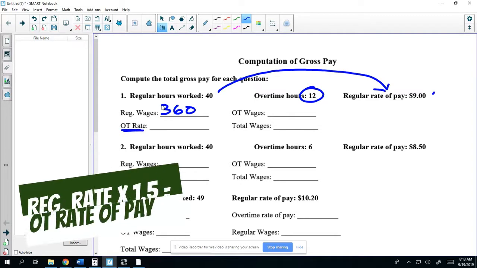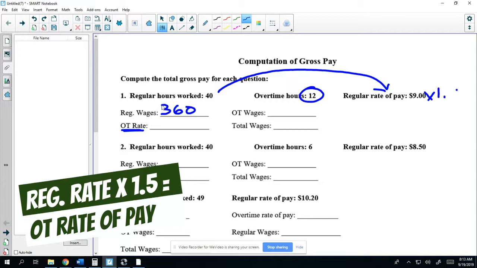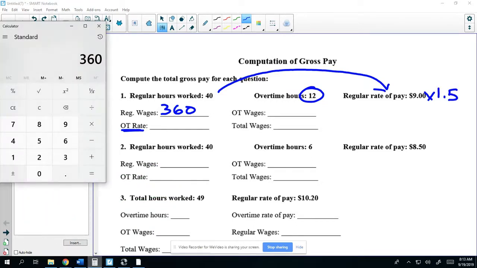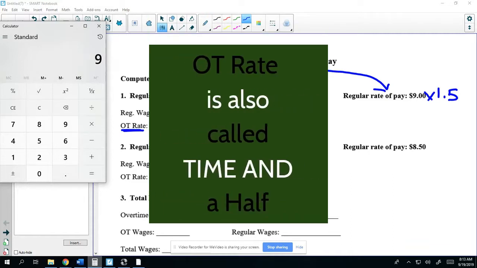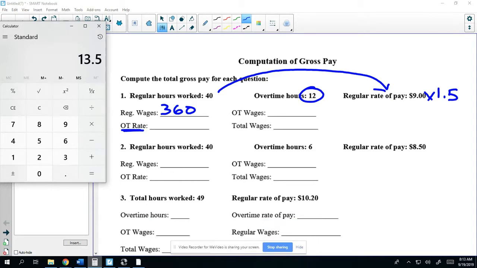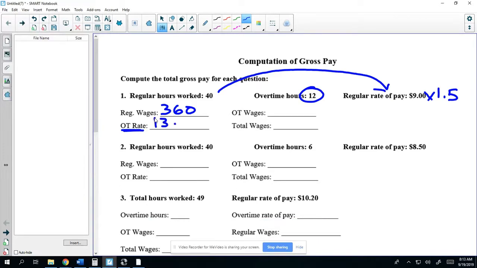Next, we need to calculate our overtime rate of pay. From last week, we learned that to find your overtime rate of pay, you take your regular rate times 1.5. That's called time and a half for overtime. We're going to take $9 times 1.5 to get our overtime rate of pay of $13.50.